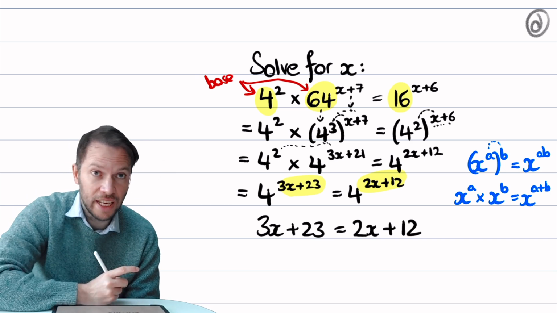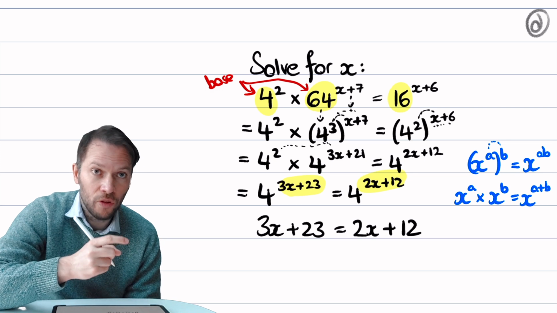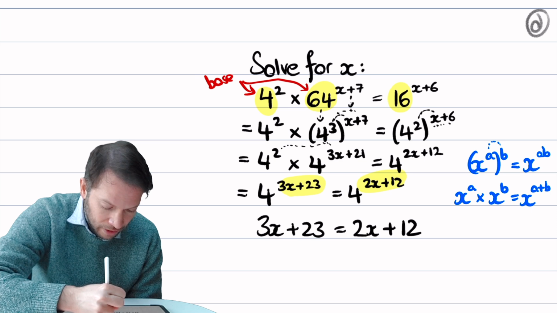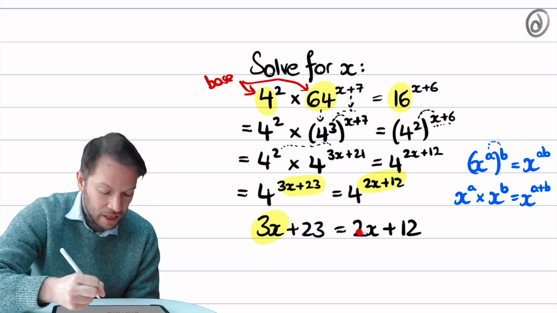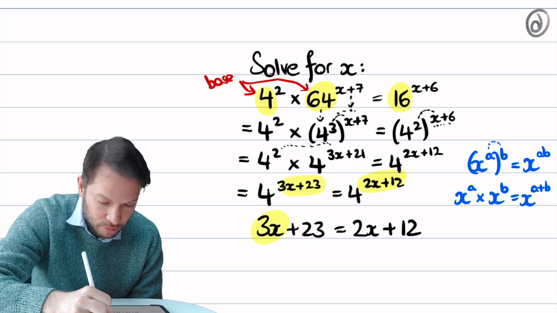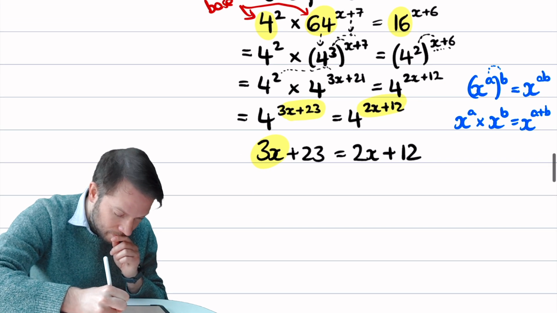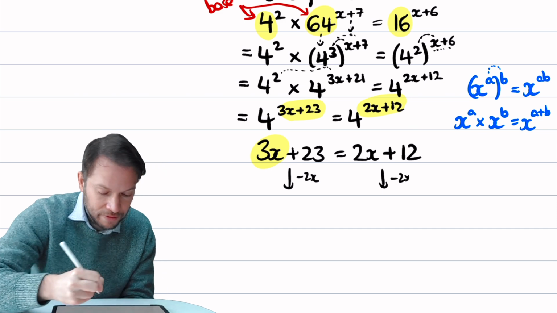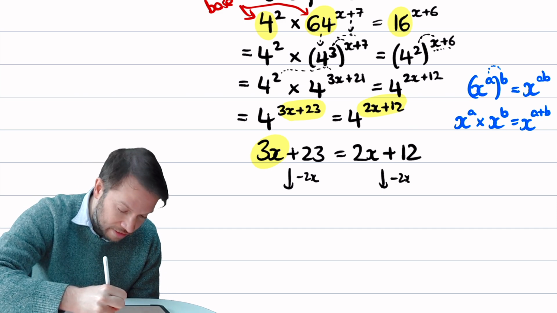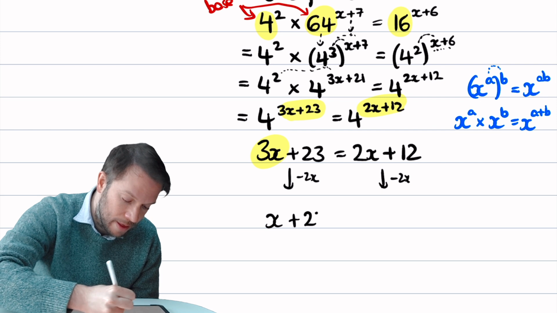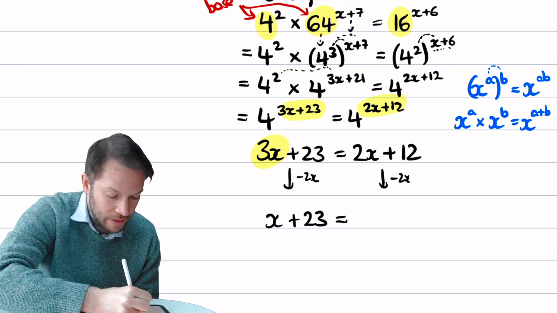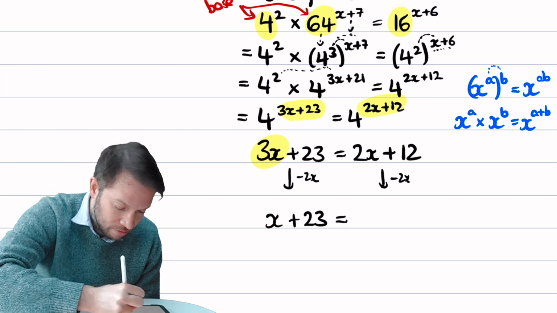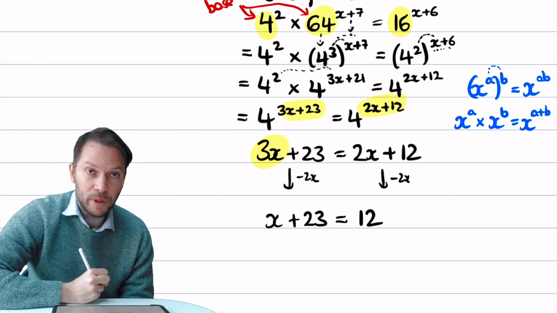So remember the strategy here. You want to get all the x's on the side where there's more x's. Well, there's more x's on the left-hand side. We've got 3x, which is bigger than 2x. So we want to get rid of that 2x. So we're going to subtract 2x from both sides. On the left, 3x minus 2x is just x, and we've still got that plus 23. And on the right-hand side, when we subtract the 2x, that cancels it, and we're just left with the plus 12. So we've got x plus 23 equals 12.